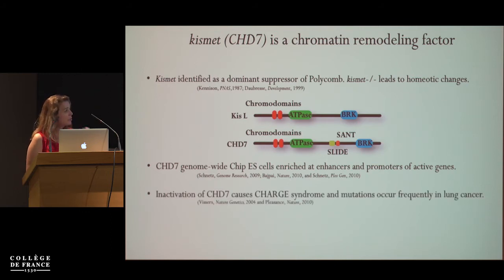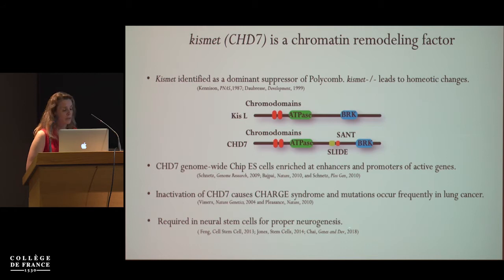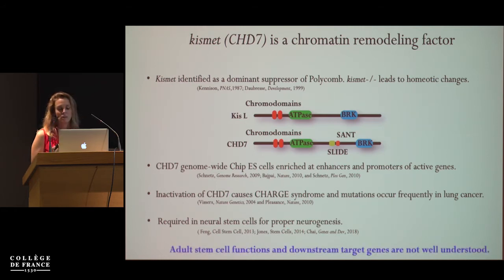And interestingly, human patients that have one copy of CHD7 inactivated have a developmental syndrome called Charge syndrome, where they have defects in neural crest-derived tissue. So they have nervous system defects, hearing defects, visual defects. CHD7 is also a gene that is found mutated frequently in lung cancer. So it seems to have important roles in humans. And it was also demonstrated that in mouse, it's required in neural stem cells for proper neurogenesis. But outside of that, the adult stem cell specific functions and its downstream targets were not really well understood.